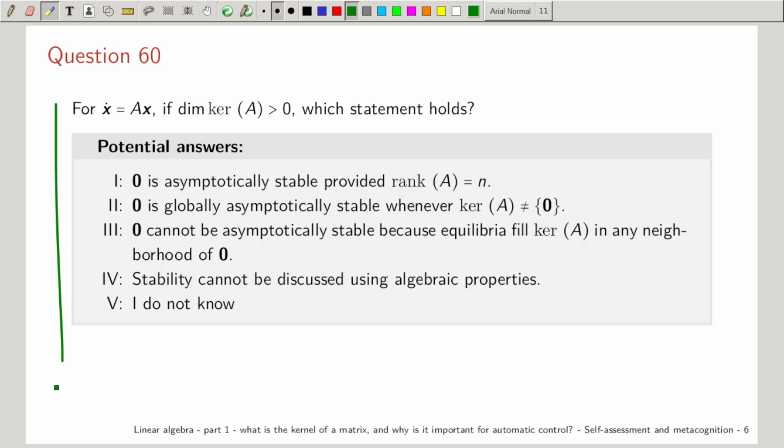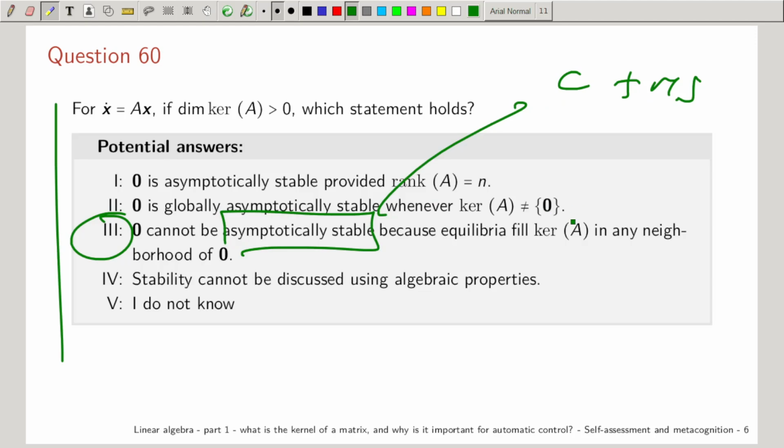People will do the same. I would like to see the answers, everybody, please. What would you say? Stable there. For sure it cannot be asymptotically stable, because asymptotically stable means convergence plus marginal stability. Whenever I have a kernel of A, basically any neighborhood of 0 will contain some equilibrium, so I can't have convergence. That means I can't have asymptotic stability.